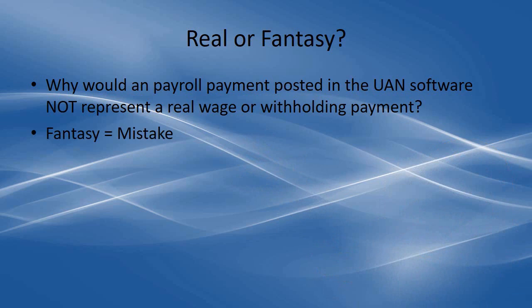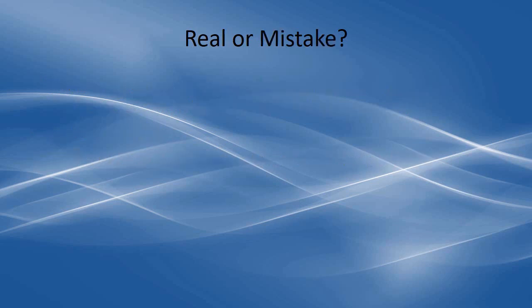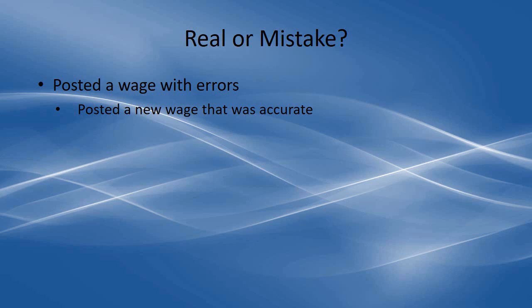Okay, let's move forward. Let's say that fantasy means an item was posted by mistake but never corrected. The only thing real about it is that it was really posted. Let me give you a couple of common examples. The former fiscal officer posted a wage with errors, found the mistake before giving the check to the employee, and set that check aside. They posted a new wage that was accurate, gave the accurate check to the employee.